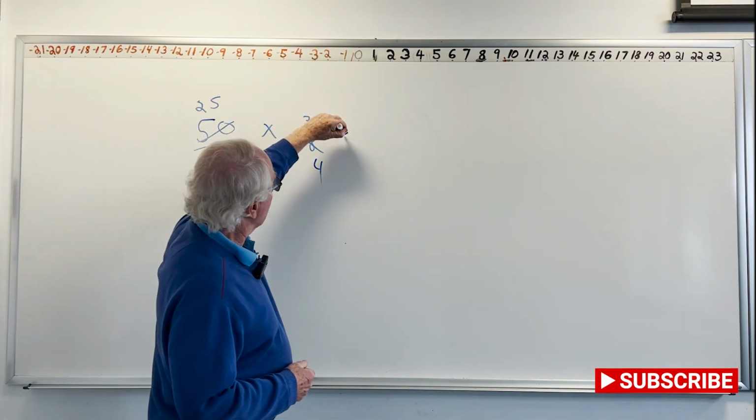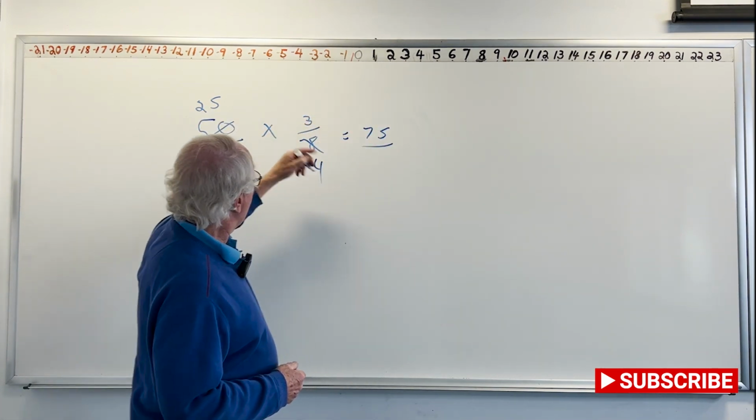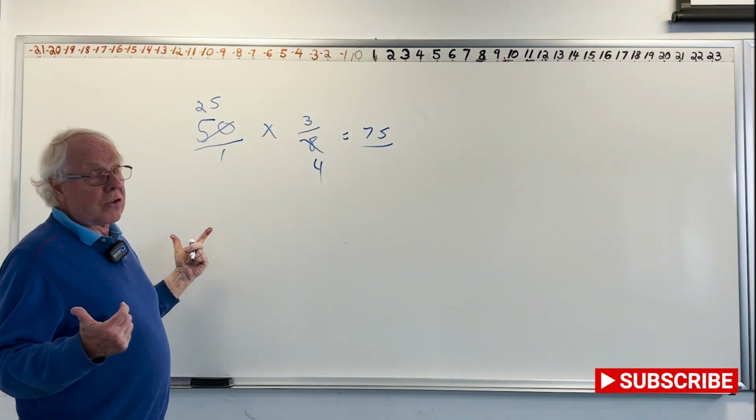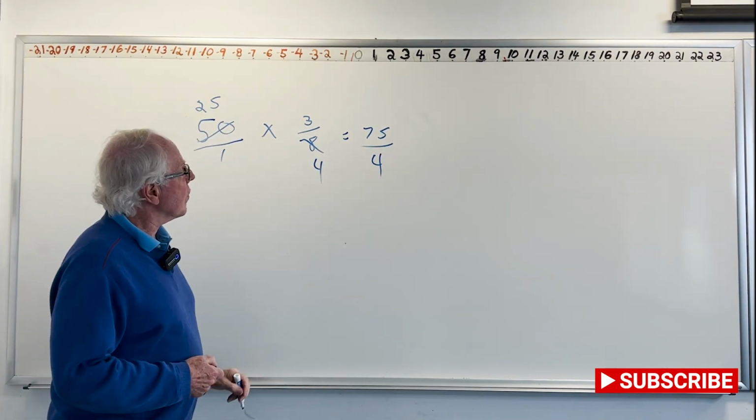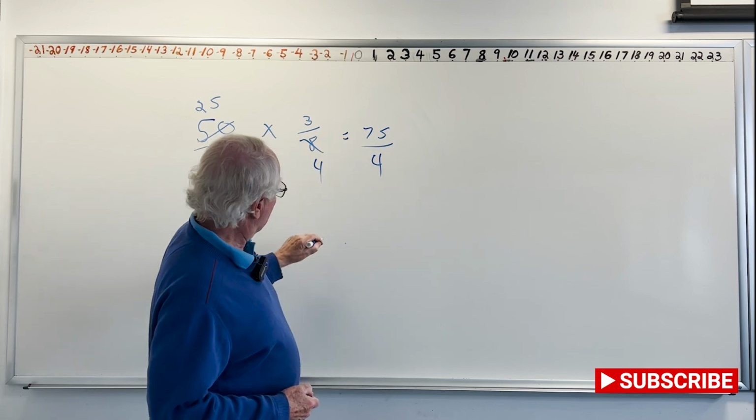3 times 25 is 75, which you probably know by heart just from thinking about money, and divided by 4. So 4 goes into 75. That's basically the same as this.